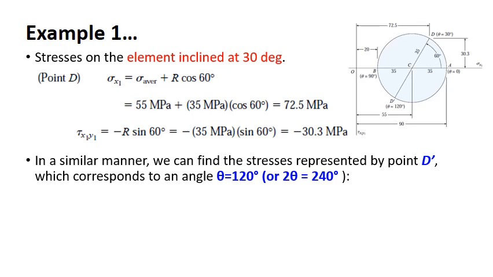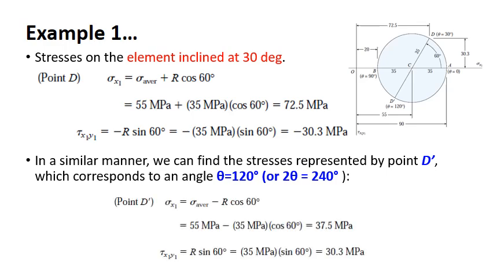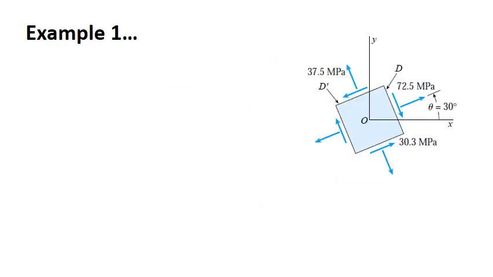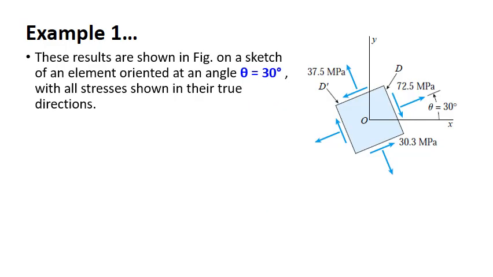Similarly, you can find the stresses on the plane represented by point D prime, which is not asked in the problem, at 120 degree, in the same fashion, but you will have a positive shear stress. The normal stress value is slightly different. So we have found the stresses on a plane at 30 degree. The normal stresses are 72.5 MPa and 37.5 MPa, and shear is 30.3 MPa.